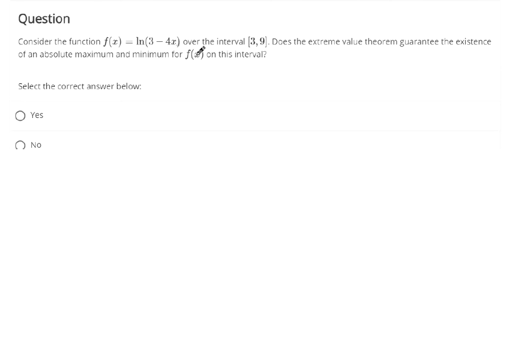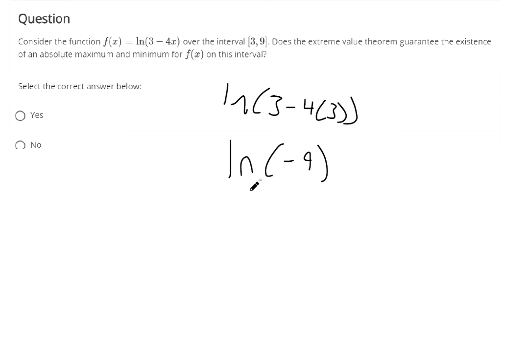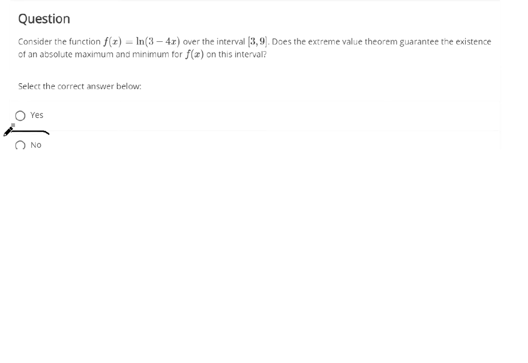Now, is it continuous between x equals 3 and x equals 9? We should check those endpoints. If you plug in 3, it's going to be natural log 3 minus 12. That makes negative 9. Can you take e and raise it to some power to make it equal negative 9? What's the value for x that would make that happen? You can't, right? An exponent doesn't change a number from positive to negative. So this one is no, and the reason is because it's not continuous on this interval.